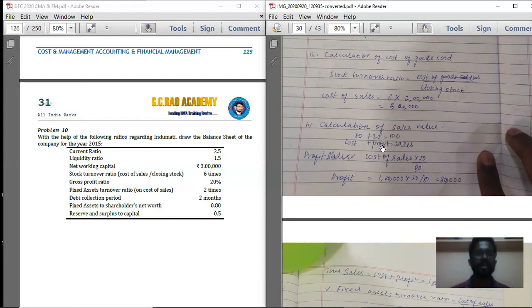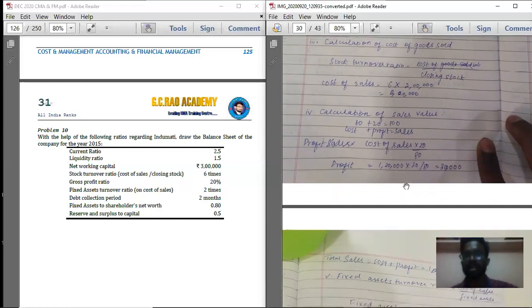Here they have expressed gross profit as a percentage of sales. So sales is 100, gross profit is 20. Then cost is 80. So profit is equal to cost of sales into 20 divided by 80. So profit is equal to 12 lakhs, that is cost of goods sold, into 20 divided by 80. So the gross profit is equal to 3 lakhs.